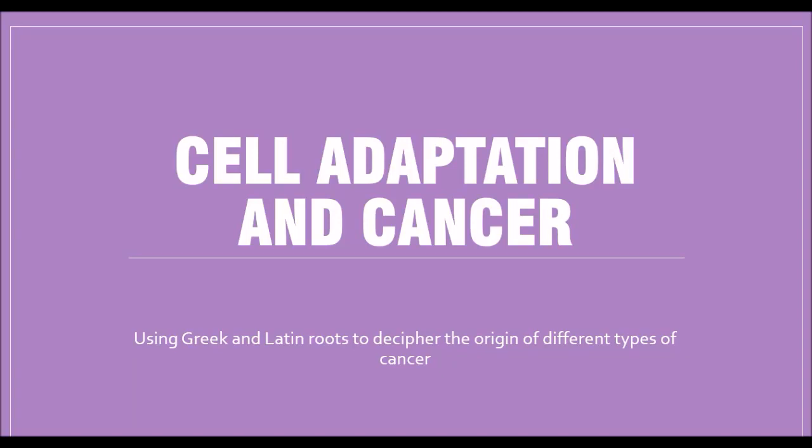So, hello everyone, I'm Laetitia, and today I'm going to use Greek and Latin roots to try and make you guys decipher the origin of different types of cancer. So to do that, we're first going to go through how cells can adapt to their environments and how we can know what type of adaptation they're going through with Greek and Latin roots, and that's going to lead us to kind of understand how to classify different types of cancer.